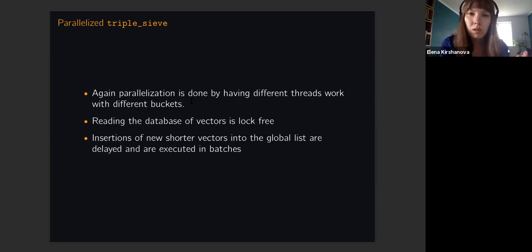I'm not going to go into the details. It's really not a very intuitive way to do this, but the main point is that the triple sieve is also parallelized by doing different buckets, and the insertions should be treated with a bit more care, as well as sorting.